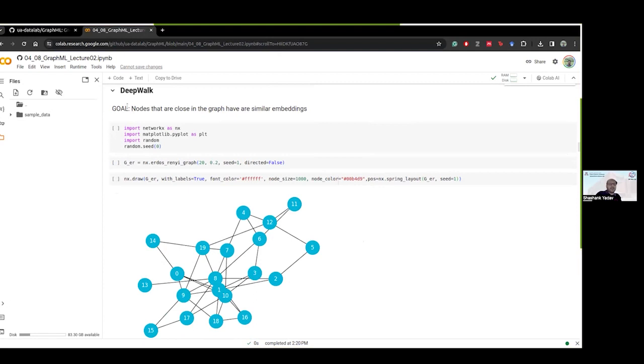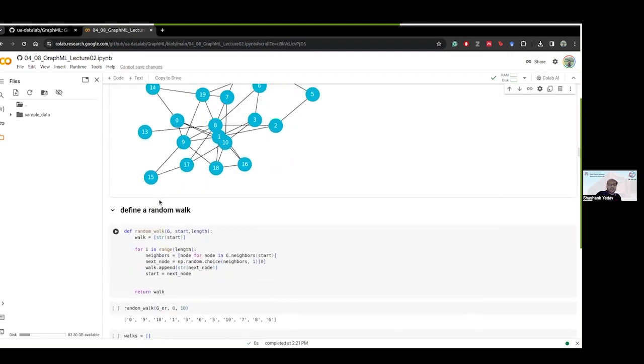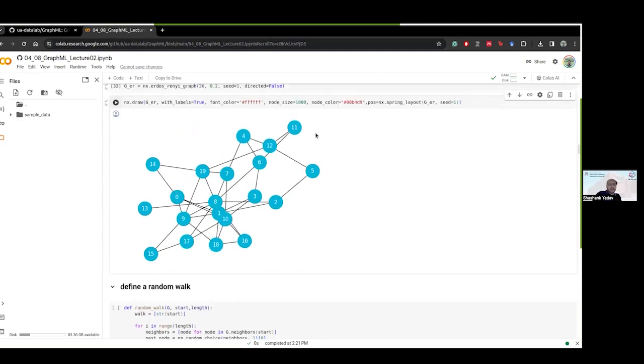So for DeepWalk, our goal is that nodes that are close in the graph have similar embeddings. So let's start with this Erdos-Renyi graph here, and we will define random walk. The idea behind random walk is that if you start walking randomly from each node and covering other nodes, and if there are connections between some nodes, then it will give you some idea of the graph connectivity. And that's how each node will get some embedding.